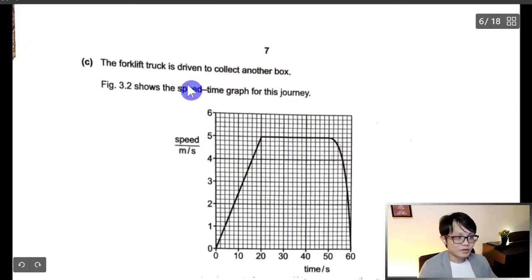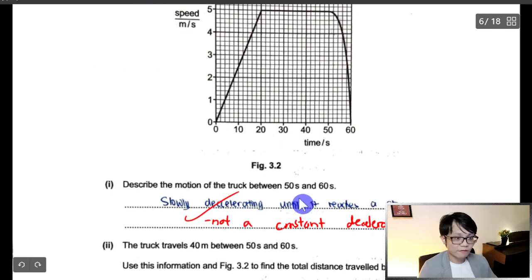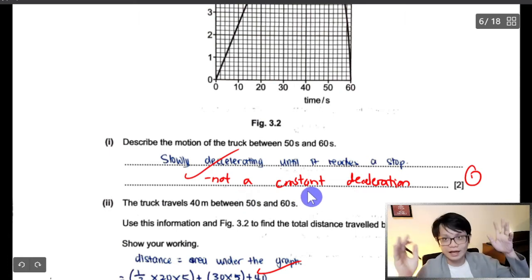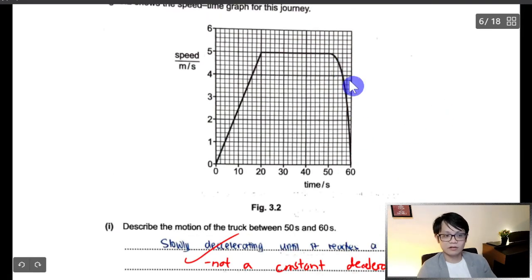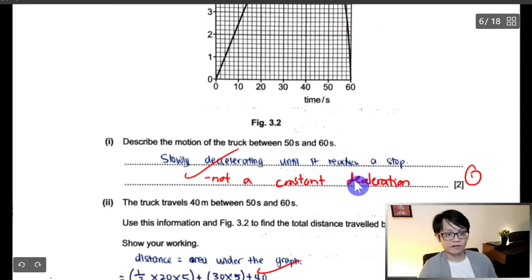Okay, the forklift truck is driven to collect another box, and so on. Describe the motion between 50 to 60. The student gets 1 mark for slowly decelerating, and according to the marking scheme, another mark is for not a constant deceleration, or you can say the deceleration is changing. Up to you. As long as you say that it is not constant or that it always changes, it means the student understands. Okay, so the student only gets 1 mark for the first answer that he or she gave.